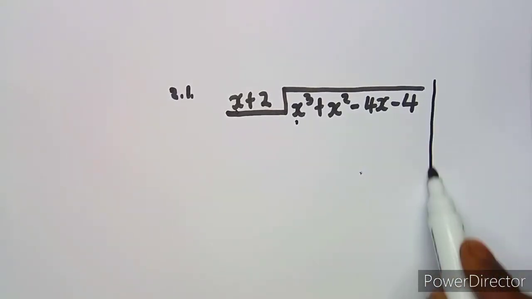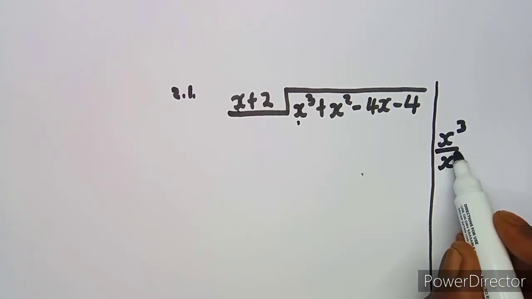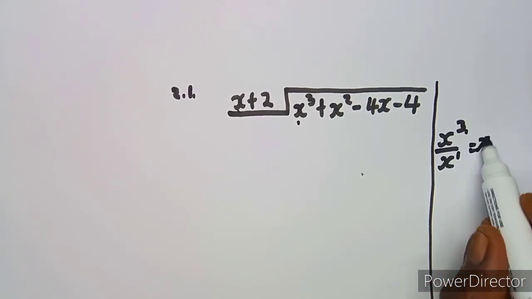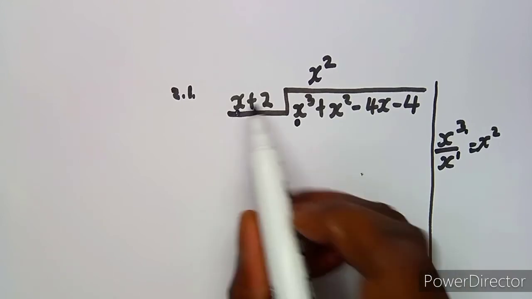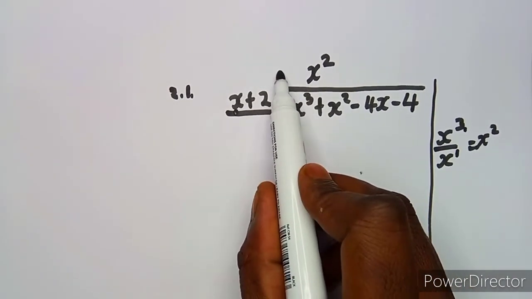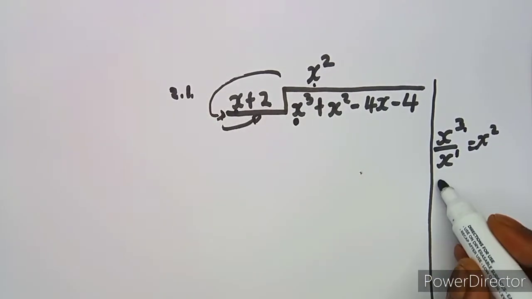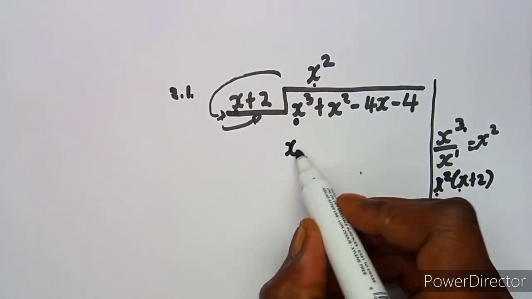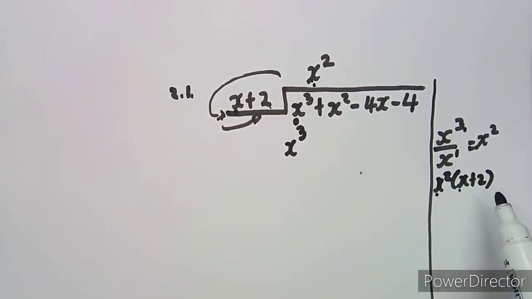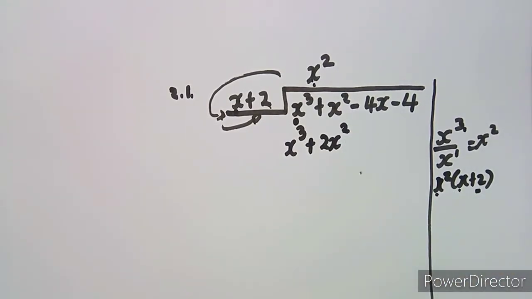So it's x cubed divided by x, which is 3 minus 1, which is 2, so it's going to be x squared. So it's this one divided by this one, which is x squared. Then you multiply back everything here. So it's x squared into x plus 2. We multiply everything, which is x squared times x, that's x cubed, and x squared times 2, which is 2x squared. So that's what you're going to have.